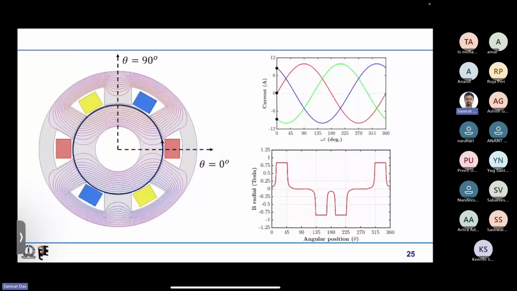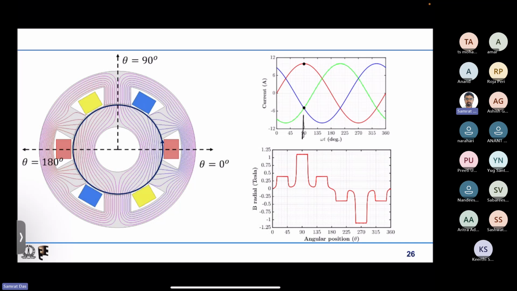Now we will quickly look at different instants to slowly see what happens. So this is the first instant, omega t equal to 0 degree. This is how the field is, and if we plot the B distribution around the air gap circle with the same convention that radially outward flux lines are given positive B, and radially inward is assigned negative sign, we have this type of distribution.